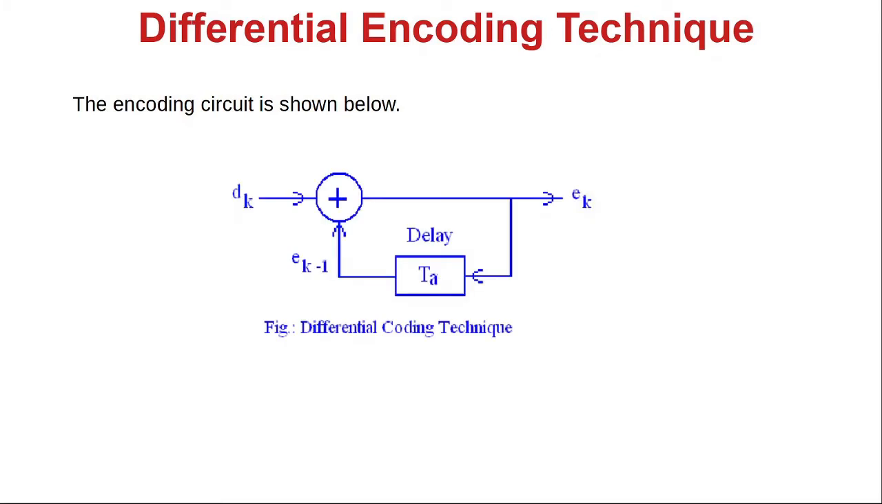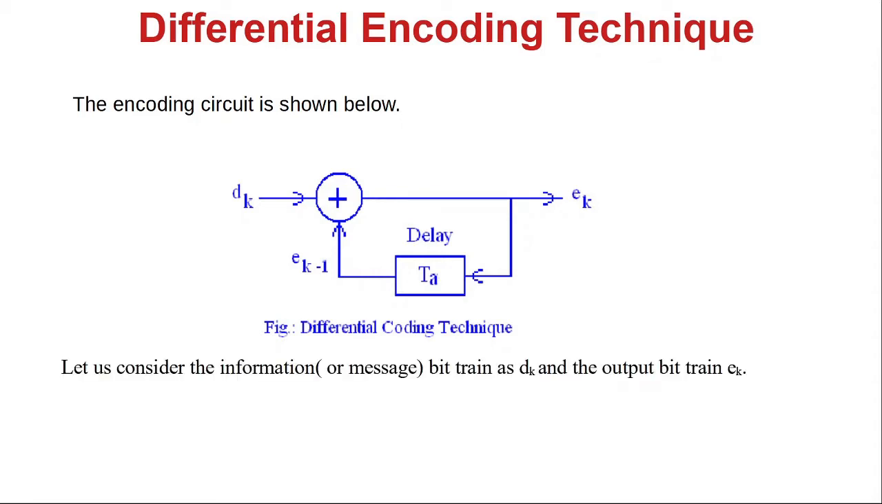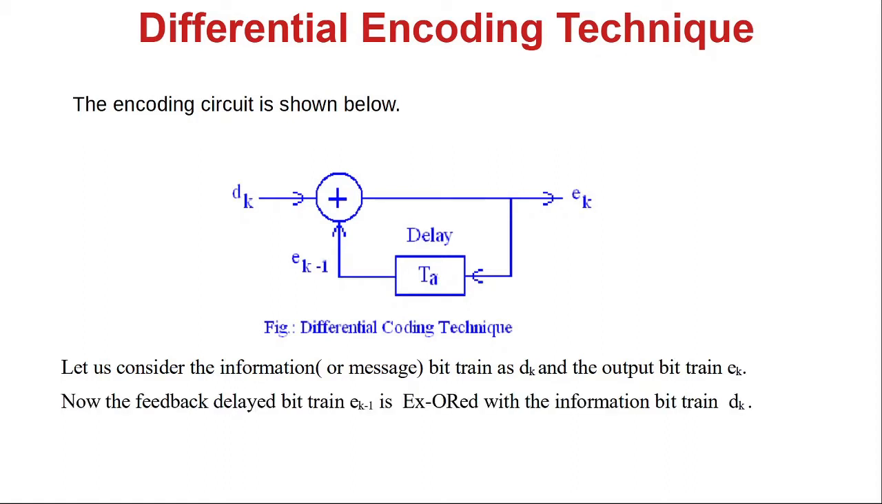The encoding circuit is shown in this figure. Here, let us consider the information or the message bit train as dk and the output bit train as ek. Now the feedback delayed bit train ek minus 1 is XORed with the information bit train dk. Therefore, here the output bit train ek equals dk exclusive or ek minus 1.